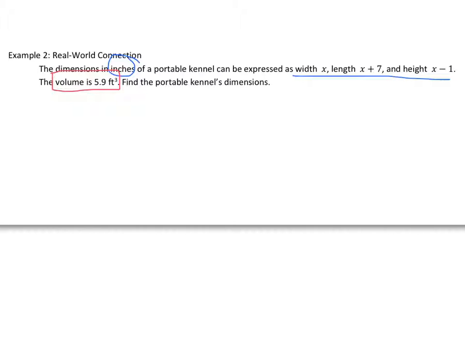So it's saying, well, what is width, what is length, what is height? So let's see if we can figure it out. We know that volume equals length times width times height, right? So we could plug in all the little formulas it gave us for each of those. Length was x plus 7. Width was x. And height was x minus 1.